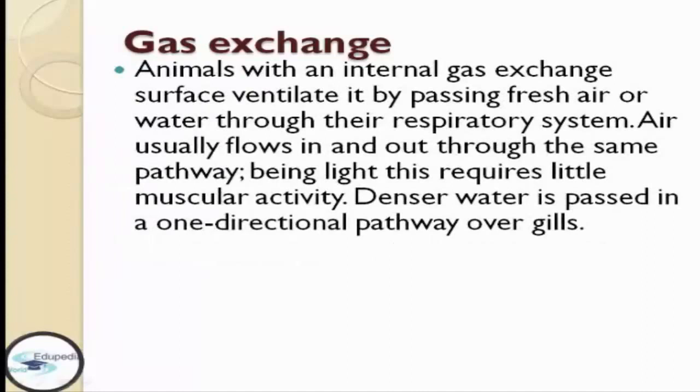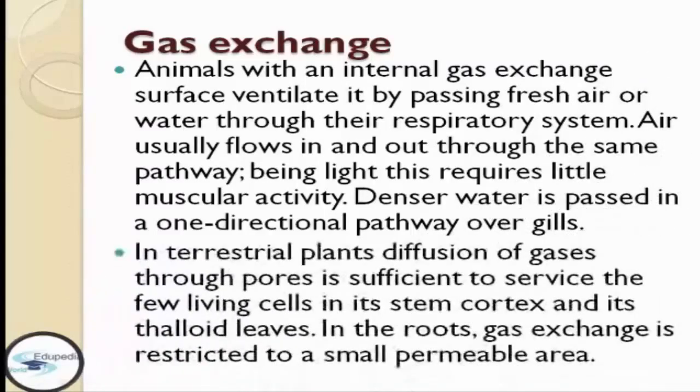Animals with an internal gas exchange surface ventilate it by passing fresh air or water through their respiratory system. Air usually flows in and out through the same pathway, and doing this requires little muscular activity. Denser water is passed in a one-directional pathway over gills. In terrestrial plants, diffusion of gases through pores is sufficient to service the few living cells in the stem cortex and its thalloid leaves. In the roots, gas exchange is restricted to a small permeable area.